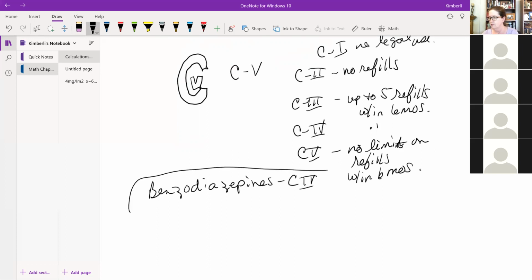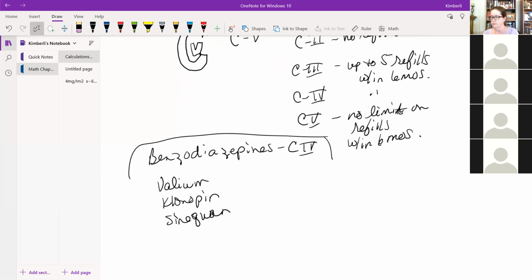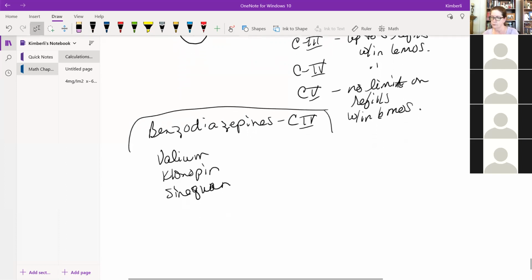So benzodiazepines are things like Valium, Klonopin, there's like 20 of them, and now all of a sudden I'm not thinking of them. Sinequan, which I always remember, but nobody uses it anymore. Ativan, Xanax.